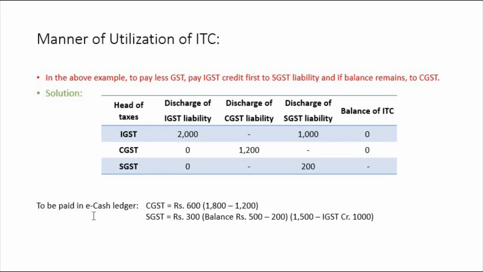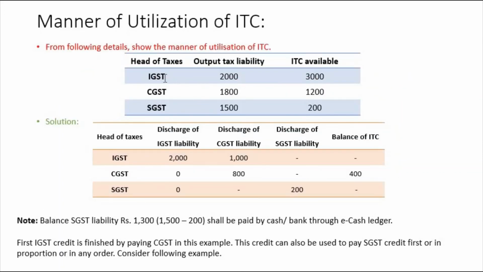Earlier we had a strict rule. First you use IGST, then for CGST, then for SGST. But now the rule has been changed. They said, first you finish IGST and then you utilize it against CGST or SGST in any way possible. This is the new amendment made. Hope this is clear with this example, right?